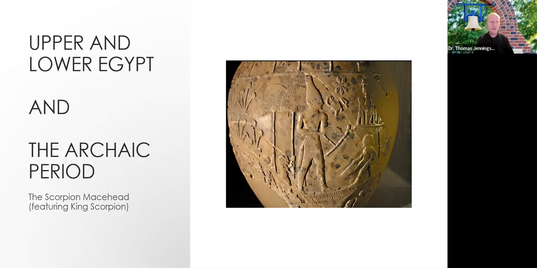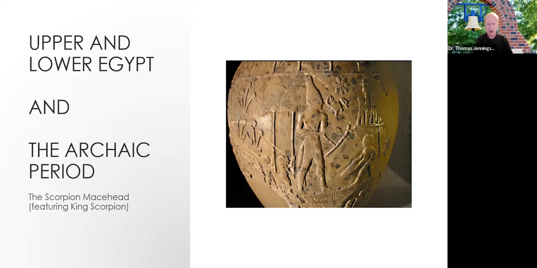Until about 10 years ago, we had found very few artifacts from this period. We didn't even know where to look. And then about 10 years ago, all at the same time, they discovered three different Archaic period and Upper and Lower Egypt period sites. And we started finding artifacts. So almost monthly, we're finding new things out about this period right now. And I'm going to show you the two big artifacts that really helped our understanding of this period in the last few years.